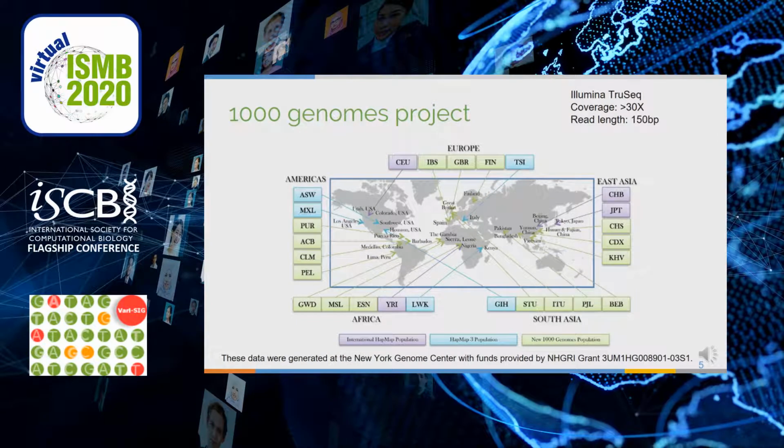Here I'm going to use the data from the 1000 Genomes Project, which was generated at the New York Genome Center. These genomes were sequenced at 30x coverage with a read length of 150 base pairs. They consist of 2,504 individuals from 26 different populations and 5 superpopulations, as you can see on this map. The longer read length allows us to genotype VNTRs, and the coverage gives us statistical power. There are no relatives in this data set.